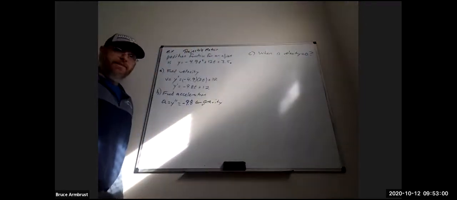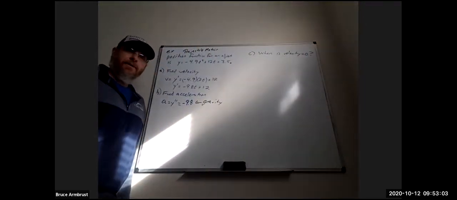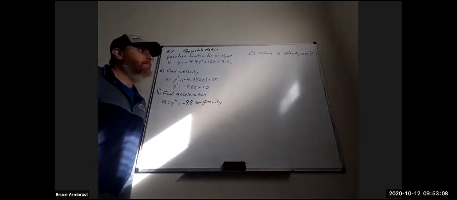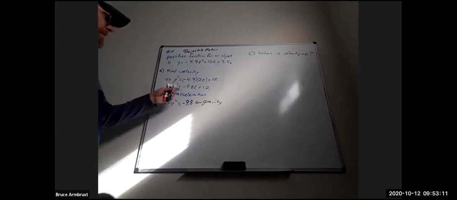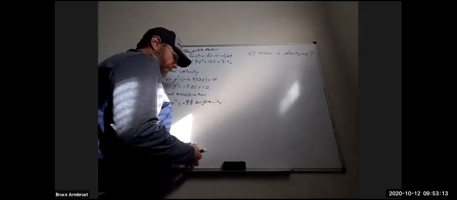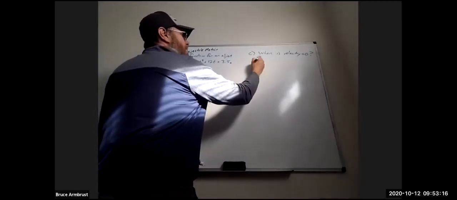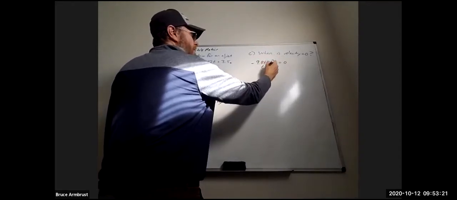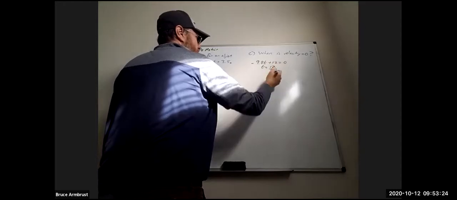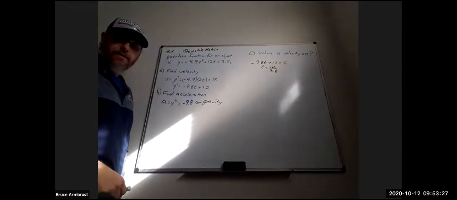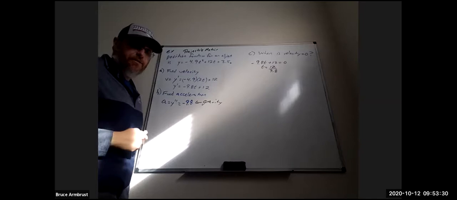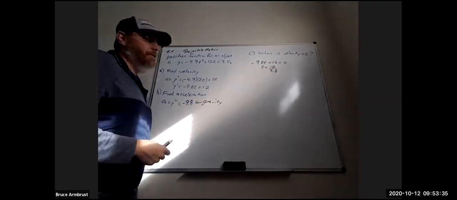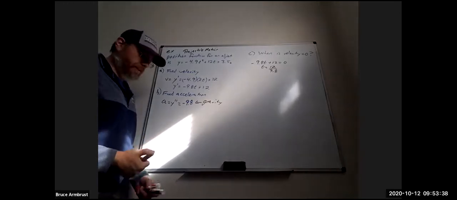All right, so when is the velocity of this thing actually equal to 0? So at what point does it momentarily stop moving? Well, all we got to do is take our velocity function and set it equal to 0. So we've got negative 9.8t plus 12 equals 0. So t is equal to 12 over 9.8, which is whatever that decimal is. I don't really care at this moment. It's 1 point something. But that's going to be when we're actually at velocity 0.